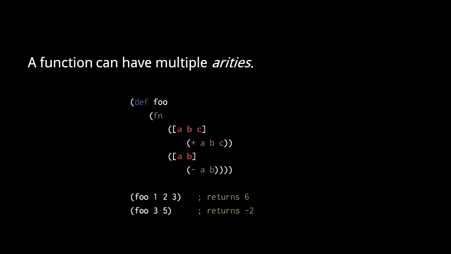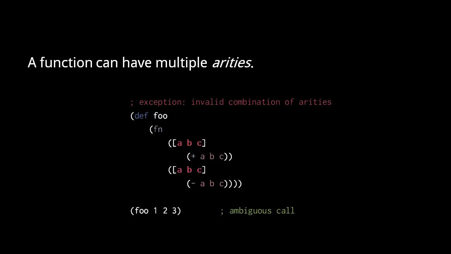The term arity refers to the number of arguments expected by a function. Clojure functions can actually have multiple bodies as long as each body has a distinguishable arity. Each parameter list and body is written in parentheses. This function here, foo, has two arities. When called with three arguments, it returns the sum of its arguments, but when called with two arguments, it returns the second argument subtracted from the first.